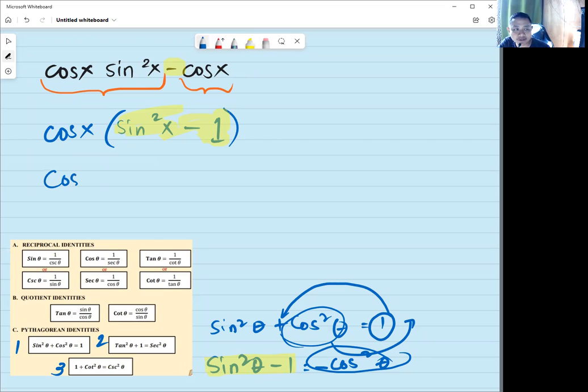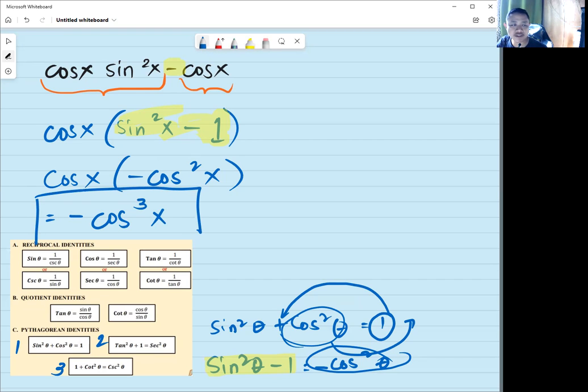So, let's just substitute. We will have here cosine x times, change this with its value, and that's negative cosine squared x. Okay. Now that they are the same, let's multiply them. This will become cosine x times negative cosine squared x. That becomes negative cosine cubed x. And that is the single function for that given. Okay? Show me a reaction if you understood that process.